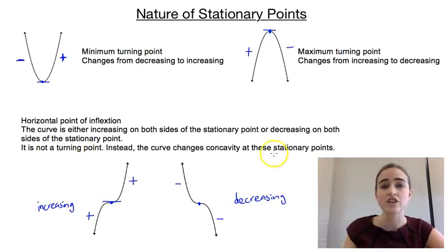Instead, it's actually changing concavity around those points. So here, this section of the curve is concave down, and this section here is concave up. Whereas in this one, this section is concave up, and this section here is concave down. So we have 4 different types of stationary points.